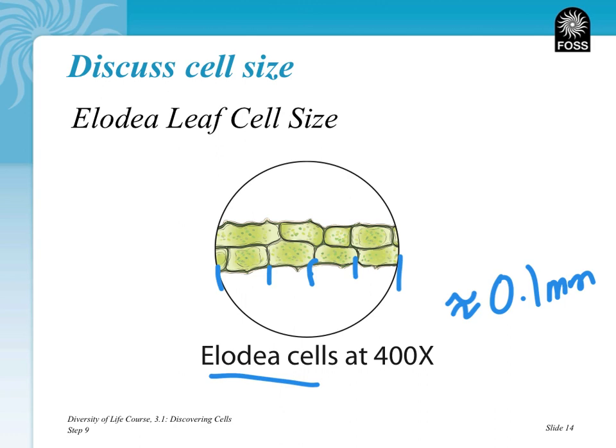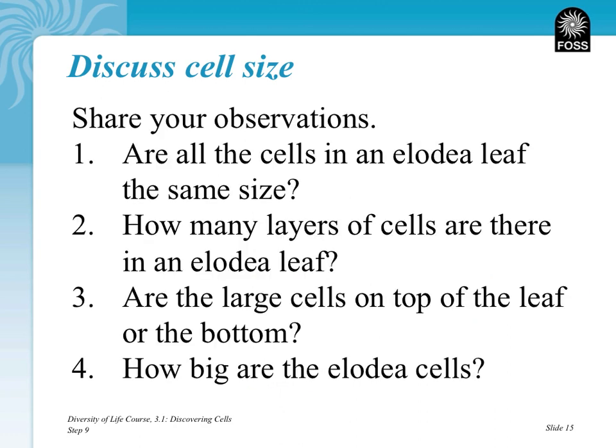We'll go from there. So now that you've drawn them, seen pictures of them, looked at them through the microscope or the virtual microscope, are all the cells in the Elodea leaf the same size? I saw big ones, I saw small ones. So the answer to that would be no. There are different size ones. How many layers of cells are there in the Elodea leaf? Well, we looked at that earlier. We said there were two layers, one on the top and one on the bottom. It's a very unique plant in that it's only 2 layers thick.